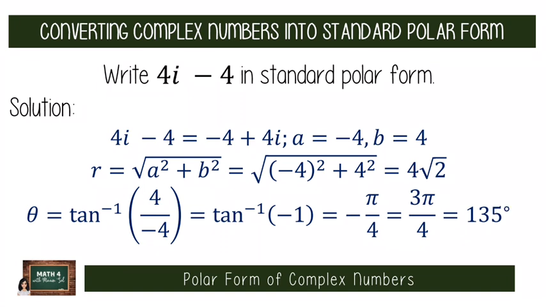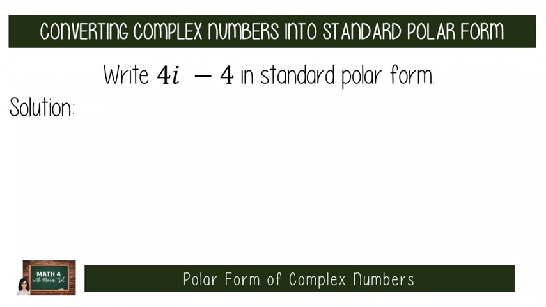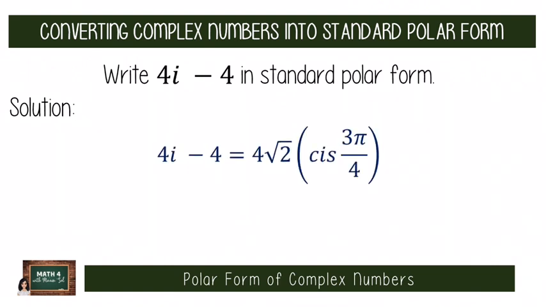But since we are writing it into standard polar form, theta must be between 0 and 2 pi or 0 and 360 degrees. We also know that the complex number is located in the second quadrant. Thus, we have theta is equal to 3 pi over 4 or 135 degrees. Now that we have the values for the modulus and the argument, we can simply write our 4i minus 4 in polar form. 4i minus 4 equals 4 square root of 2 times cis 3 pi over 4, or 4 square root of 2 cis 135 degrees.